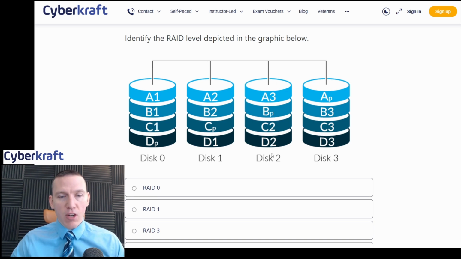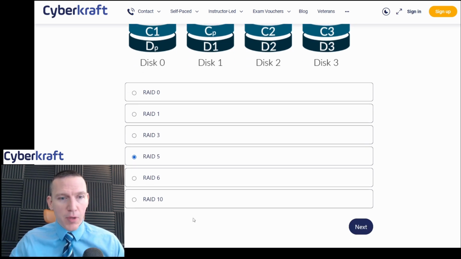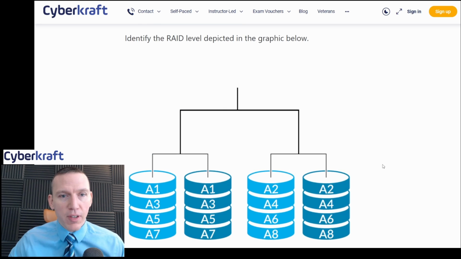bits, if we lost a disk here, if we lost disk 2, for example, we can recover the parity bit for Bravo with B1, 2, and 3. And then Alpha 3, Charlie 2, and Delta 2 can be recovered from the parity bits of the other disks here. So this is RAID 5, I believe. We have RAID 1, RAID 0, 3, 5, 6, and 10 as possible options. These are more common: RAID 0, 1, 5, and 10. Don't really see RAID 6 used too much. So that's RAID 5. I'm pretty confident.